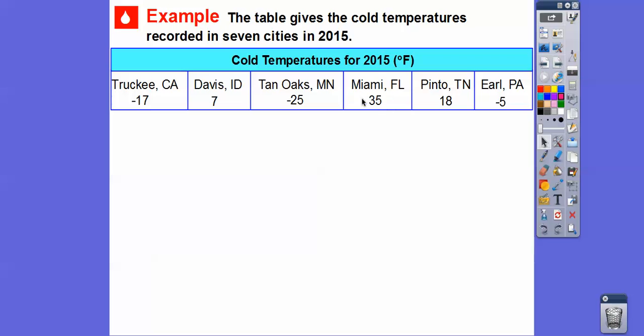So Miami's a beach town in Florida, so it's typically sunny and warm there. So 35 degrees, that was their cold temperature, and that's pretty cold for Miami. And then Pinto, Tennessee is 18, and Earle, Pennsylvania, it's at negative 5.